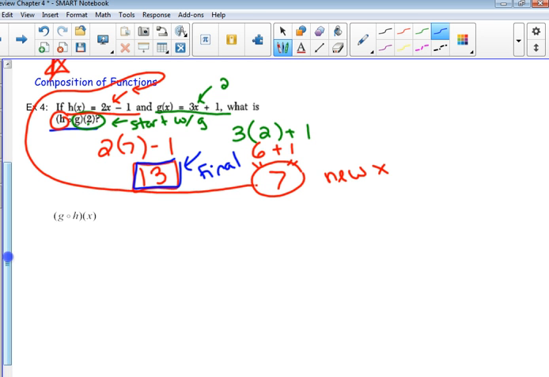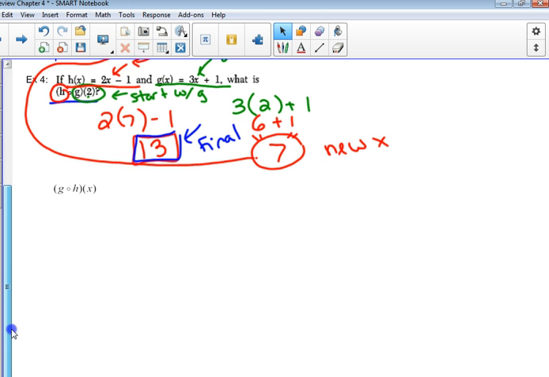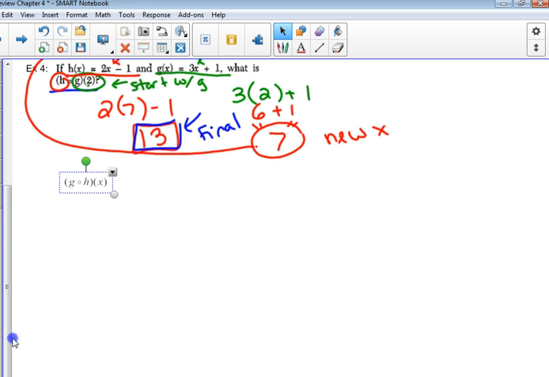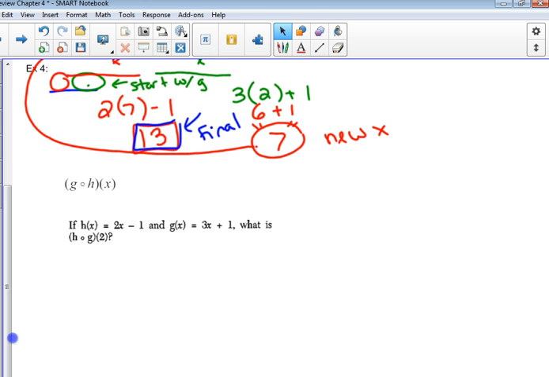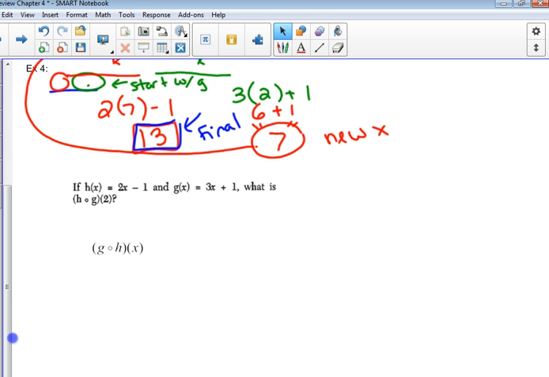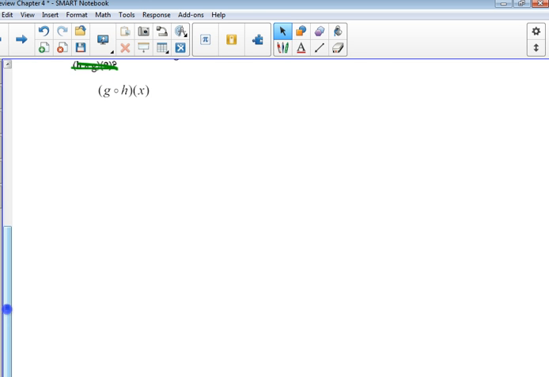That was easy for you guys? Okay. I think it's fine for this. Alright, so here's just a little different way that you could see it. Using the same exact h and g, I'm going to have you find g of h of x, which is a little bit trickier.